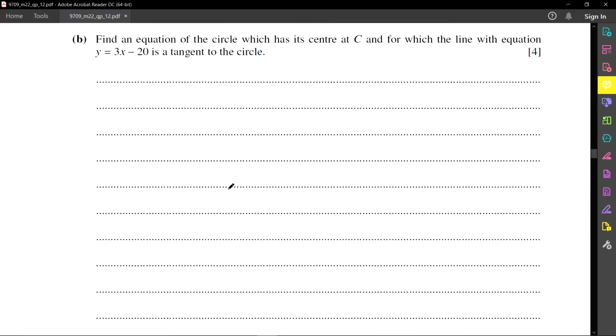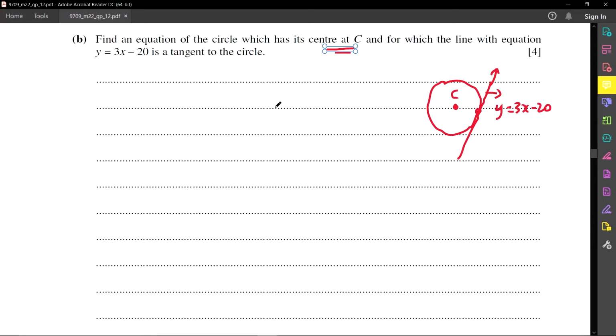Coming to part B. Part B is: find an equation of the circle which has a center at C, for which the line with the equation y = 3x - 20 is a tangent. So let's draw a simple diagram. What we're looking for is a circle, and the line is a tangent, and that line is y = 3x - 20. The center is C.